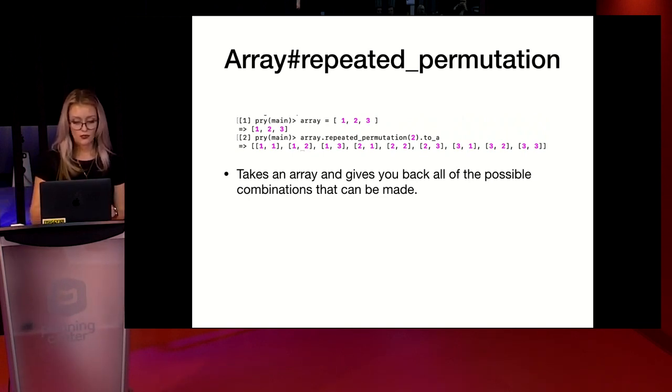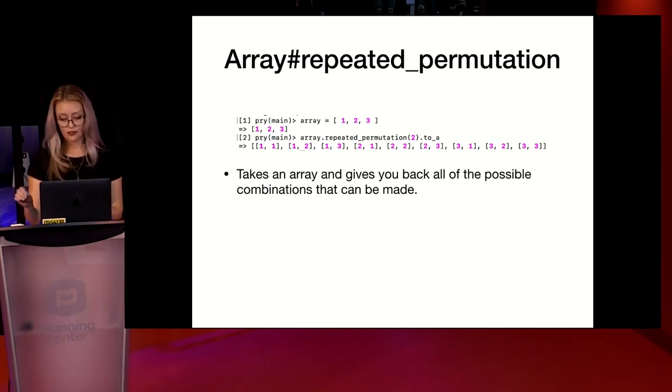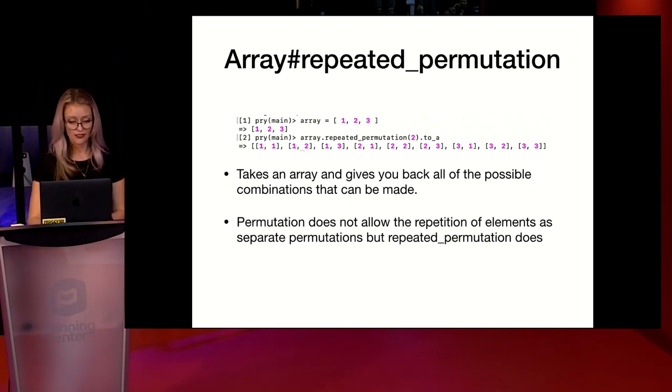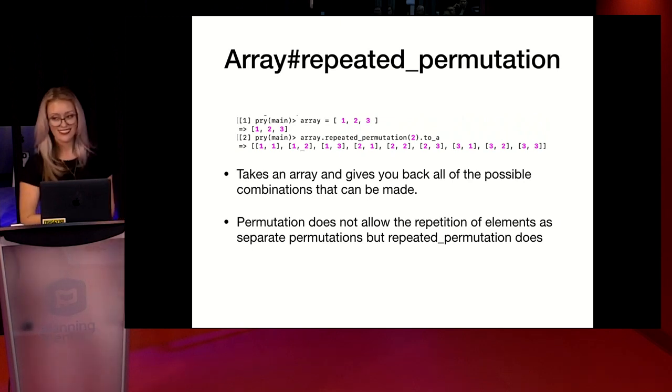The amount of permutations you get back will be the original array length raised to the nth power, which is 2 here. So in this case, 3 raised to the 2nd power, or 3 squared, is 9. And you can imagine how quickly that would snowball out of hand. And repeated_permutation is a close relative of permutation, combination, and repeated_combination. I know, it's a lot of big words.